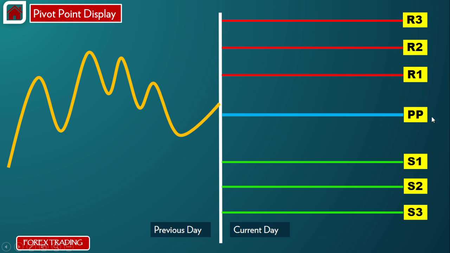So this is the PP level, this is the resistance R1, R2, R3, and below it's S1, S2, S3 as support levels. So this is how it actually works. Okay, now we look at all this displayed on an actual price chart.